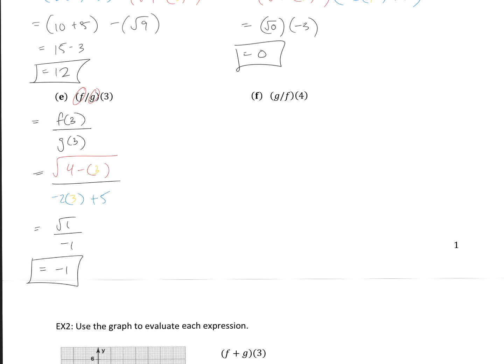And then let's see, f. F is going to be, this time, g divided by f. So again, this is going to be g of 4 divided by f of 4, which is going to end up equaling, let's see, g of 4 is -2 times my input divided by 5, so 4, divided by my f value, so square root of 4 minus my input, which is 4. Let's see, that's going to be -8 plus 5 divided by, ooh, that's going to be 0.